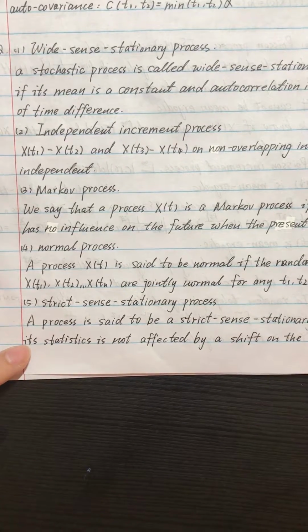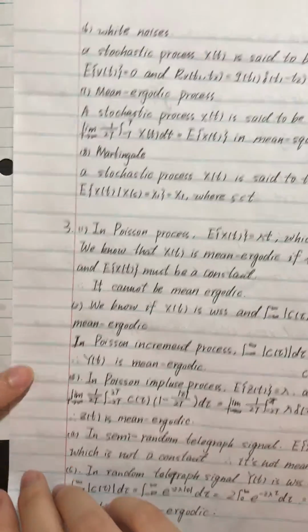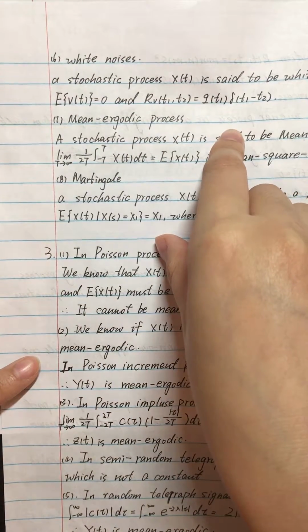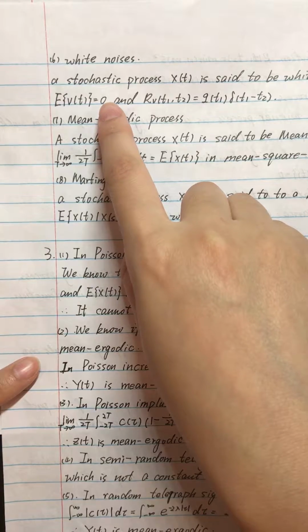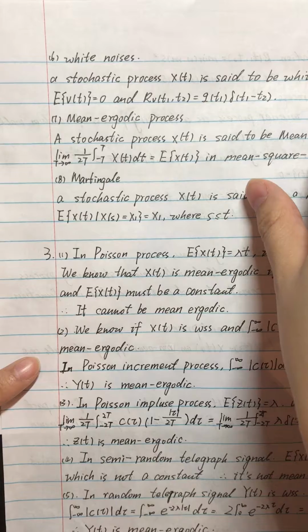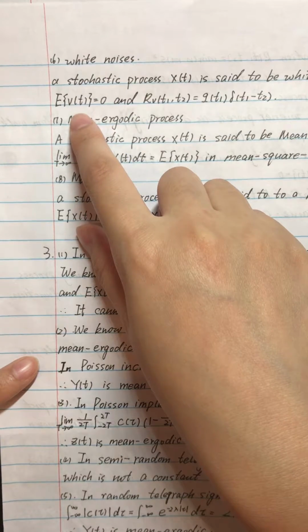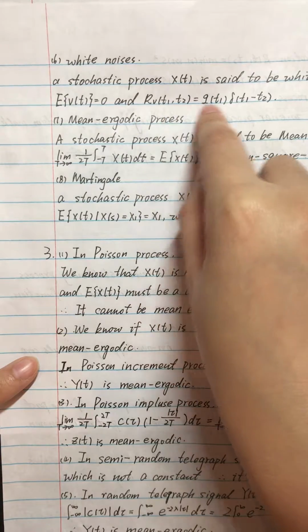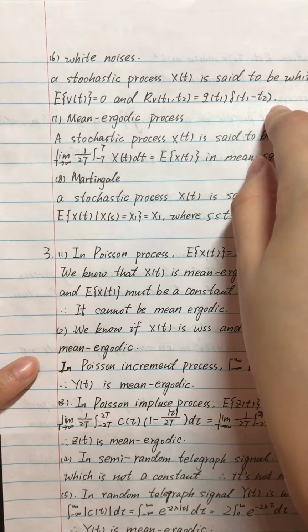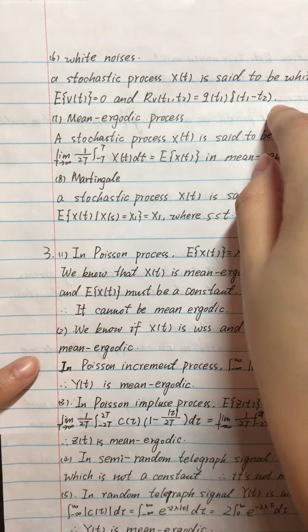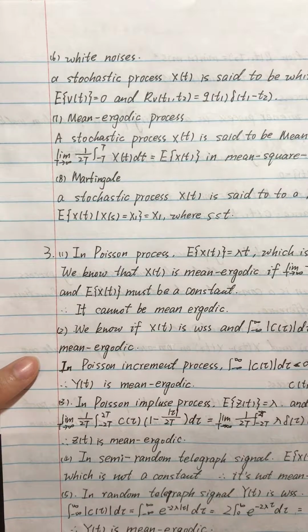And the next one is the white noise. A stochastic process X(t) is said to be white noise if the mean of it is 0 and the autocorrelation is this one. We only have the definition there, and we are not very familiar with white noises.